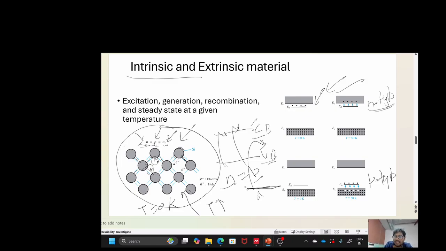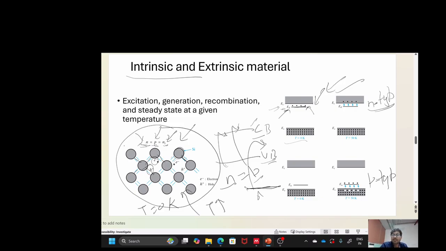ED is the defect level. This is the energy level of the defect that we have created by doping, or we can say this is the doping energy level. So we have doped this semiconductor with some n type of dopant. At T is equal to 0 Kelvin, there won't be any excitation, because if you see in between EC and ED.